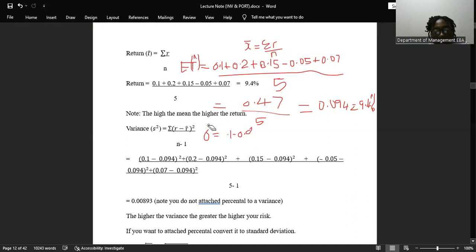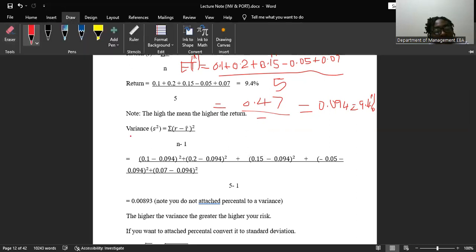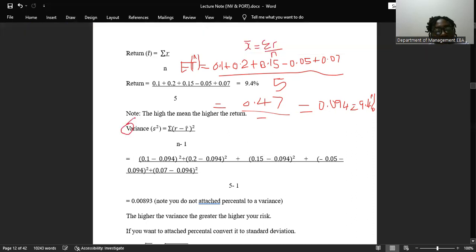Anyways, let me just clean everything. Let me write it on top since it's red so that it'll be clear. So we have our variance, the symbol of variance squared. Standard deviation squared is variance. All right, so we have what? Let me put in the formula.